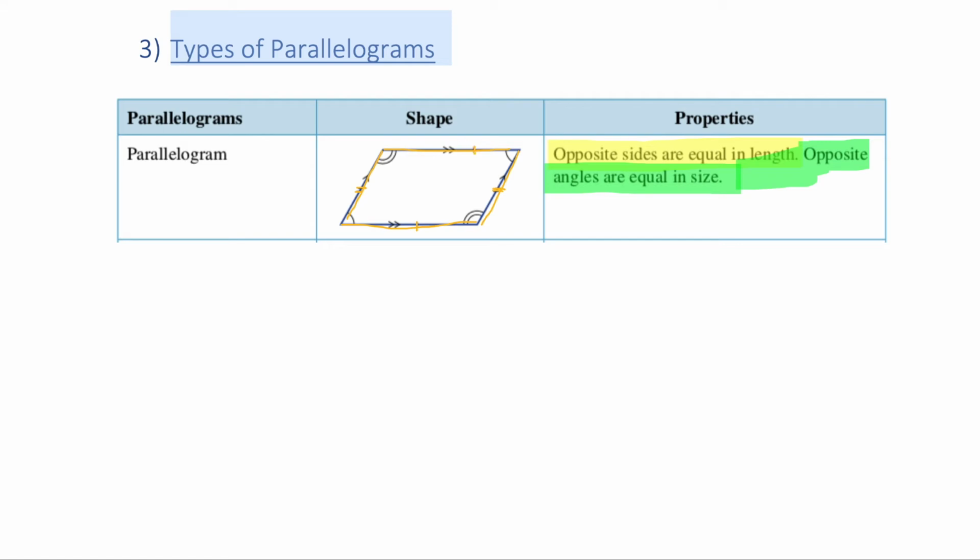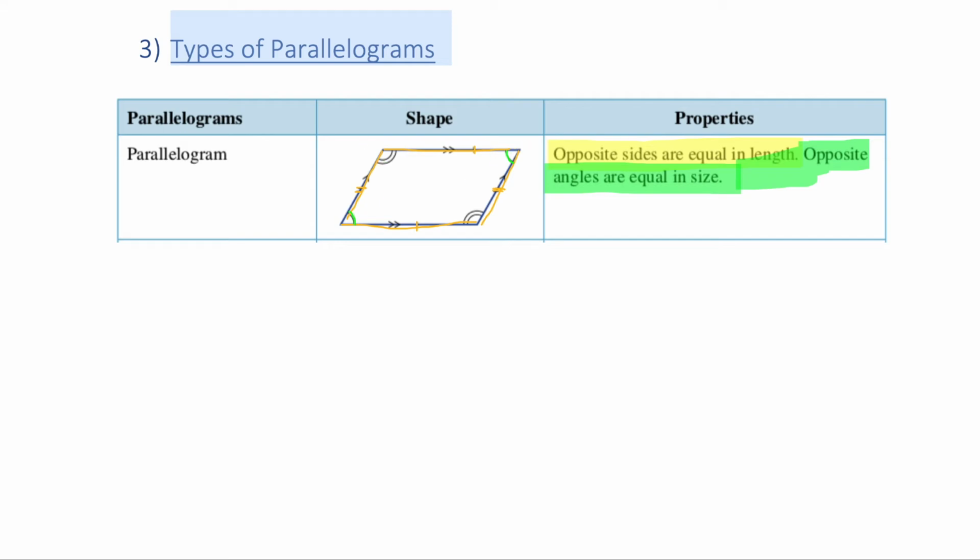You're doing this with a ruler, so that is very clear. And then it says opposite angles are equal in size. So if we see here, this angle and this angle over here are equal in size. They are opposites, and it's symbolized with only one mark.